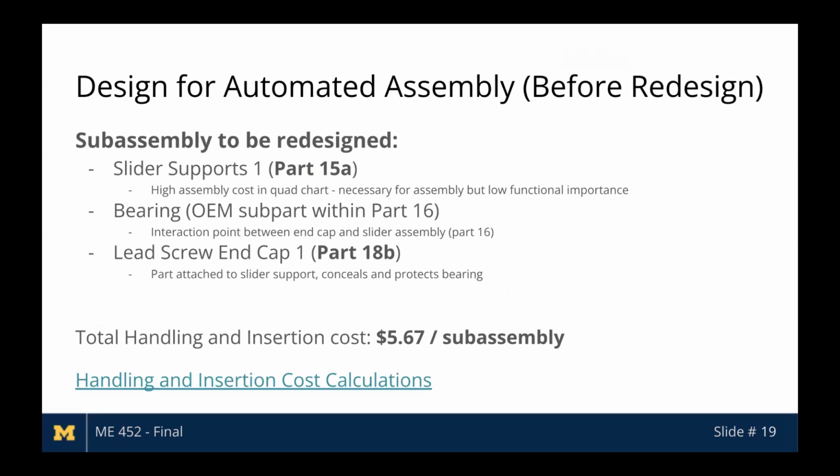So for designing for automated assembly, we chose a subassembly containing the slider supports, bearing, and lead screw end cap due to the slider support's high assembly cost and the corresponding parts that really combine the three. The total handling and insertion cost for this subassembly was calculated to be $5.67.